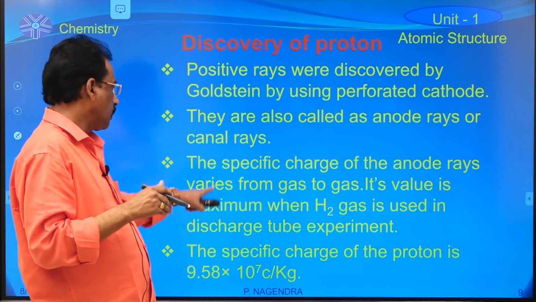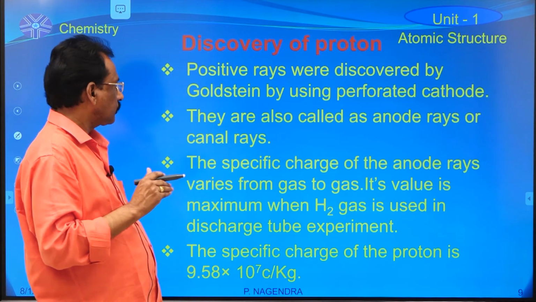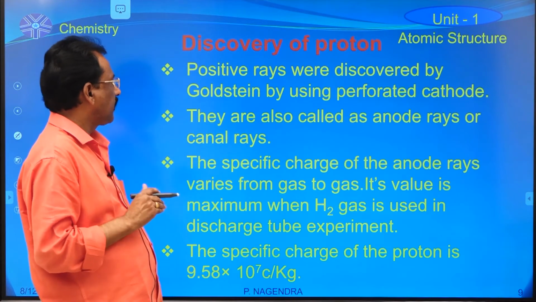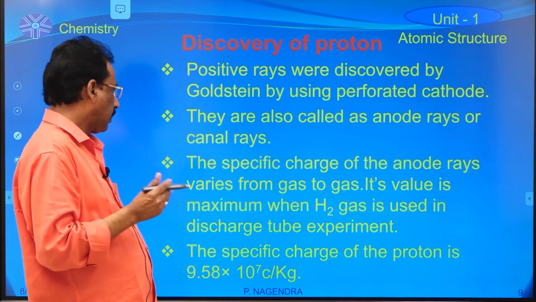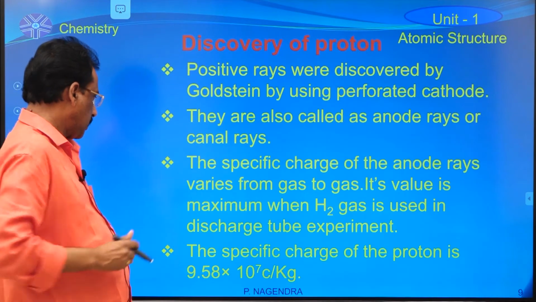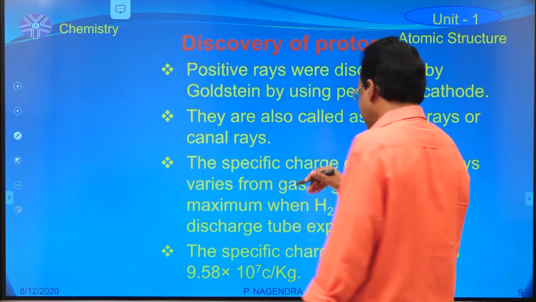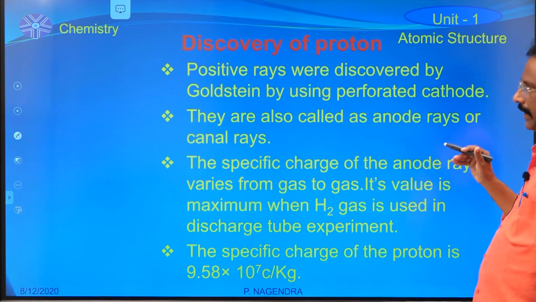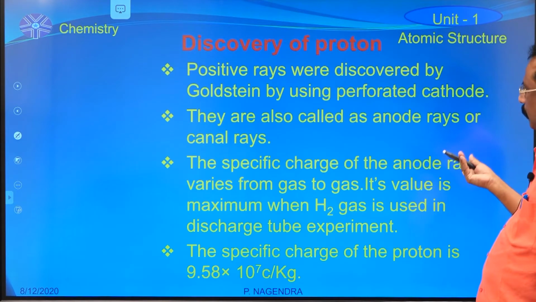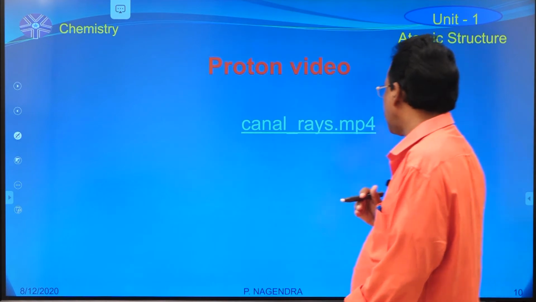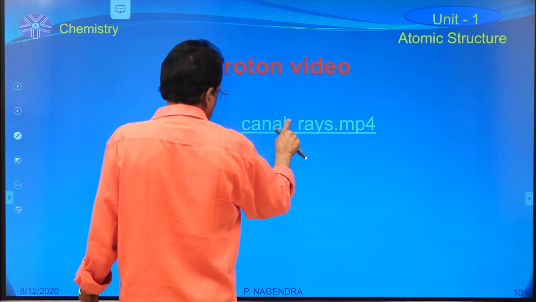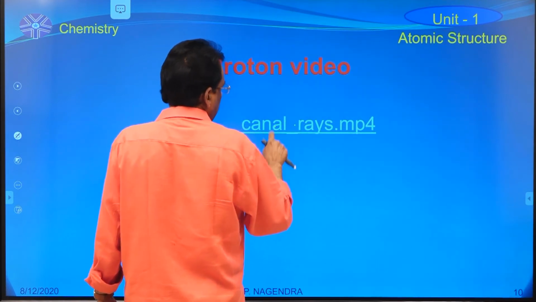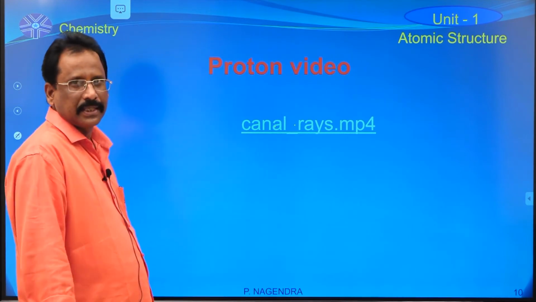So he used only hydrogen gas to discover the fundamental particle proton. According to him, the specific charge of the proton is 9.58 into 10 power 7 coulomb per kilogram. That means when compared to electron, the proton specific charge value is less.